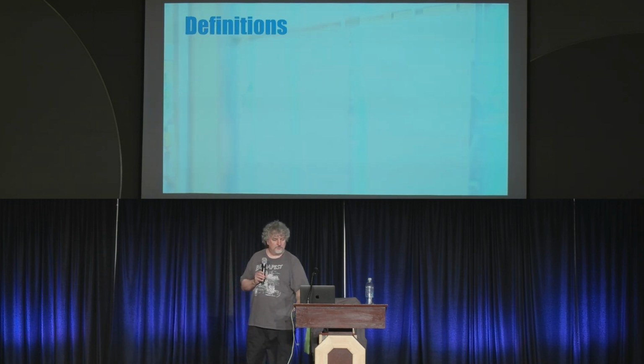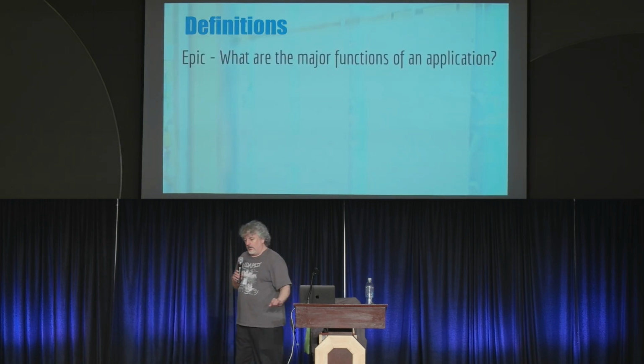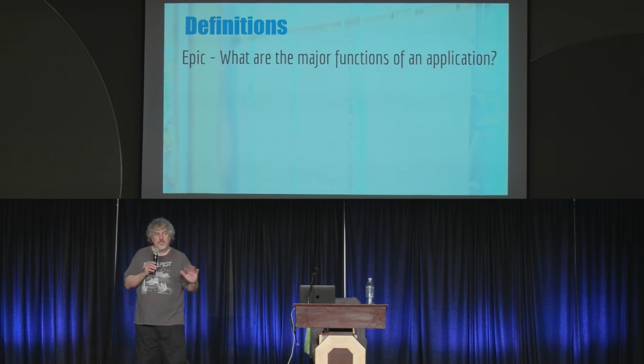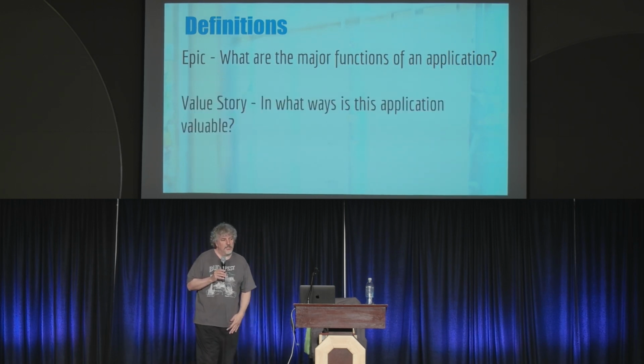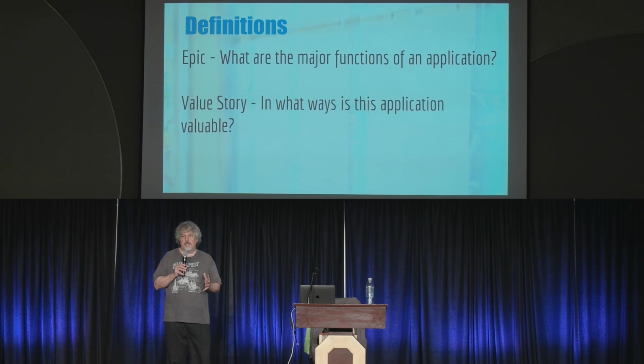So I give two definitions here. To me, the definition of an epic is to say, what are the major functions of this application? The definition of a value story is, in what ways is this application valuable? If you could list the ways that this application is valuable, those would be your value stories. We can process simple items all the way through. We can do bill of materials items. We can do perishable items.